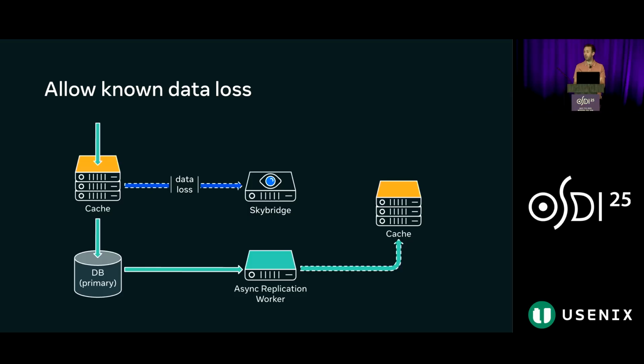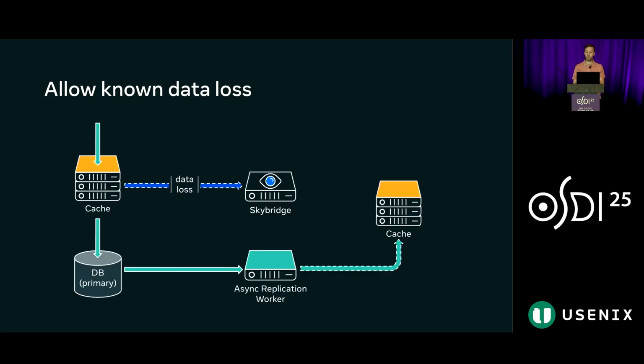Second, Skybridge allows known data loss. The regular replication stream is not allowed to lose data. Because of this, it uses complex and heavyweight protocols like distributed consensus to ensure that data is durably replicated. Skybridge, on the other hand, is allowed to lose data.